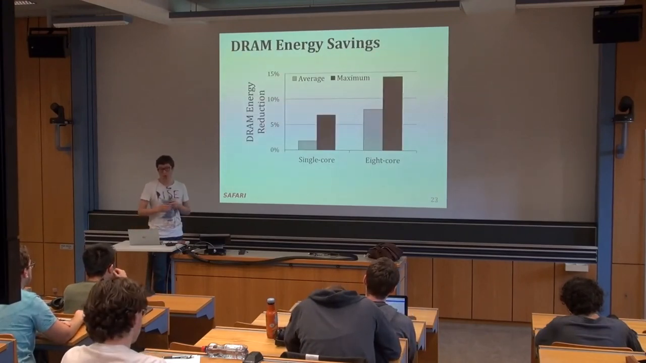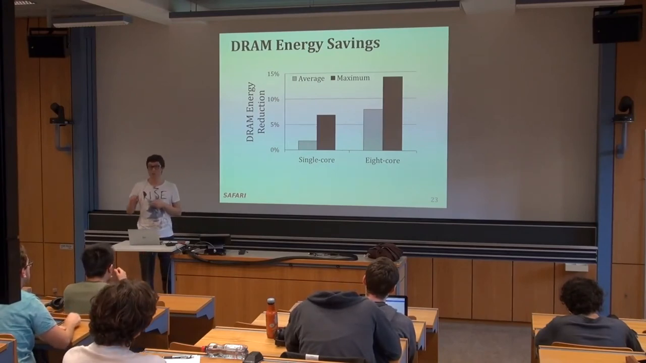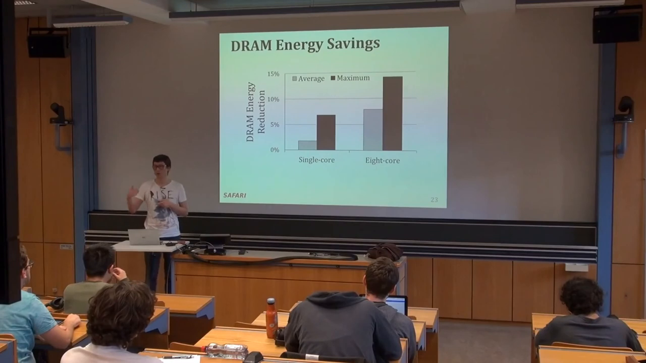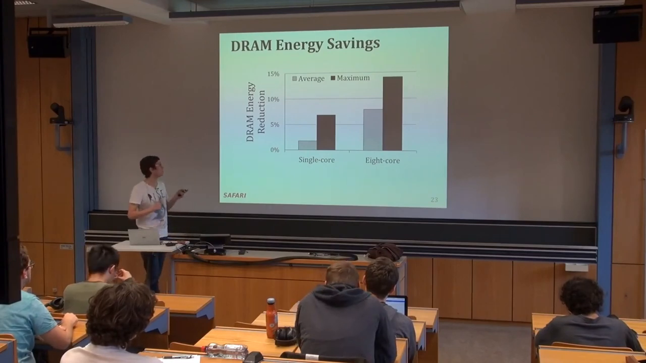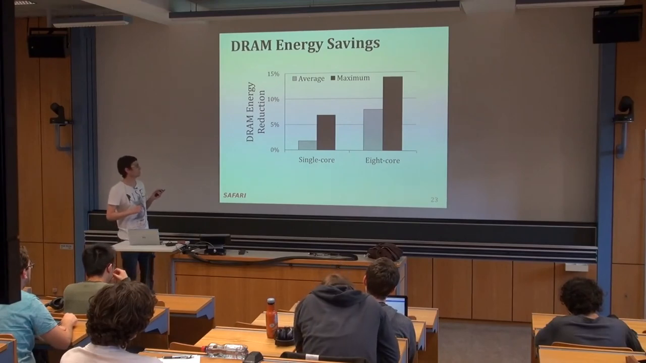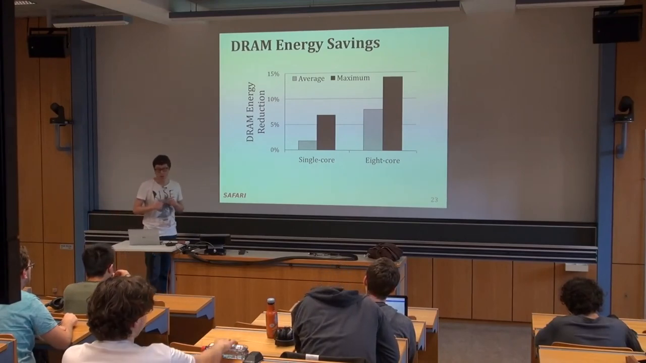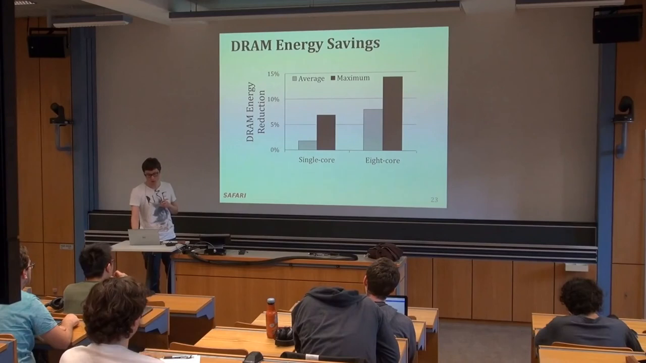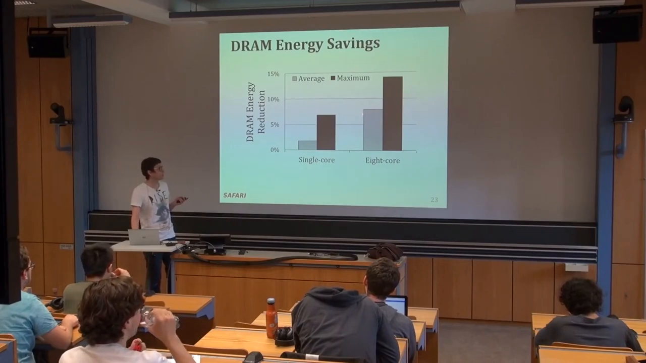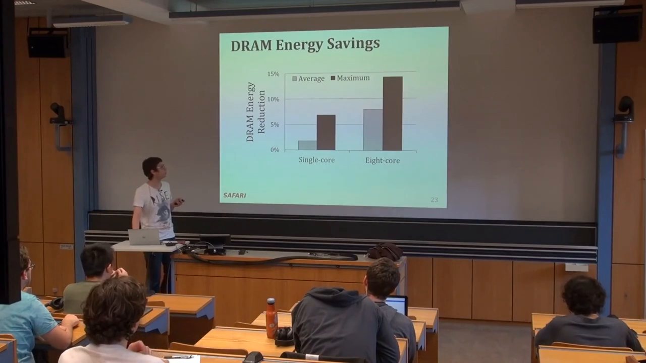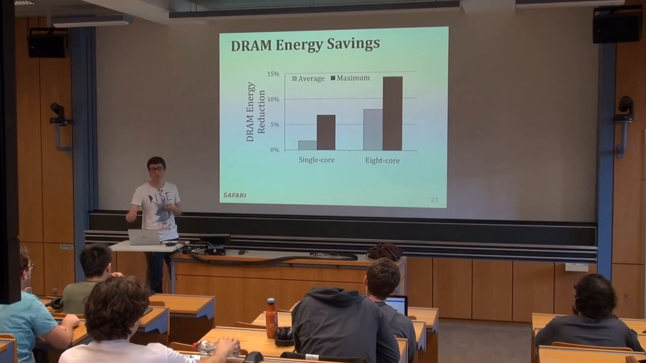We can also save some energy, and here the benefits mainly come from the reduction in execution time, right? So we complete the application much faster. And this is only the reduction in DRAM energy, by the way. For 8-core workloads, we can get about 8%, I think. And this is the max we can get if you use low latency DRAM.